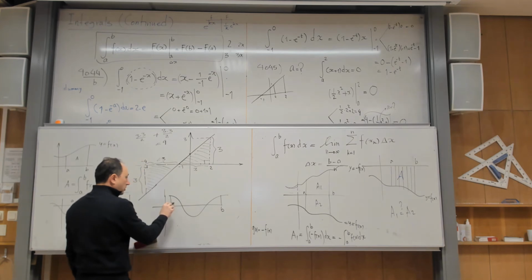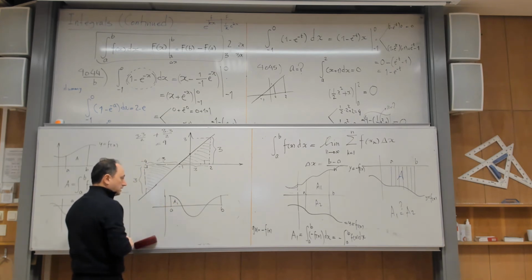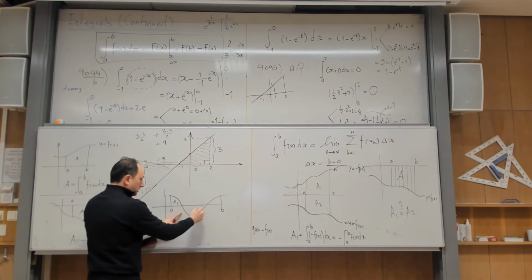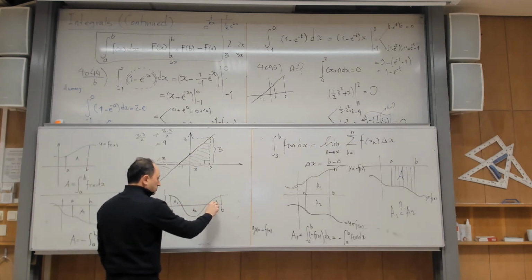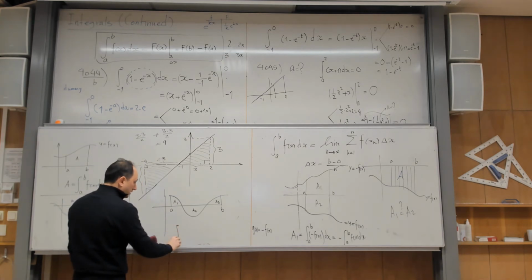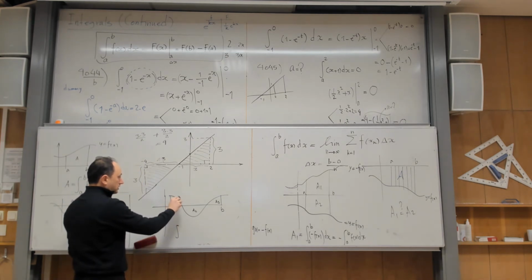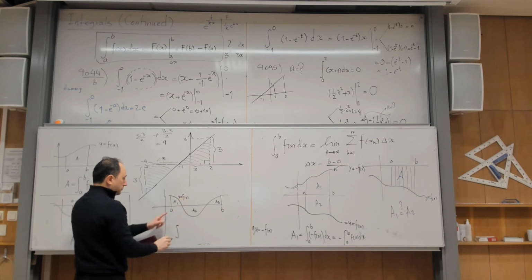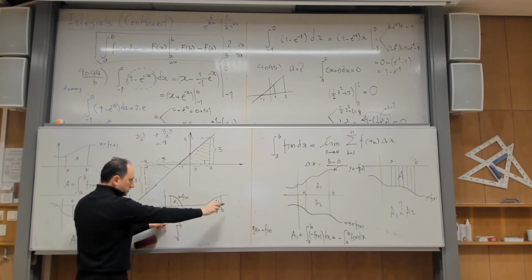Yes? This part, assume that this area is A1, this area is A2. When I say area, it cannot be negative. And let us assume that this area is A3. And I ask you to calculate the integral of this function, which I call f of x, from A to B. Okay?